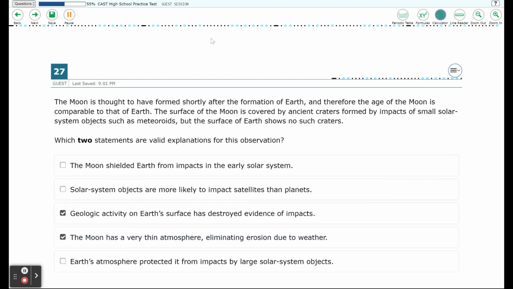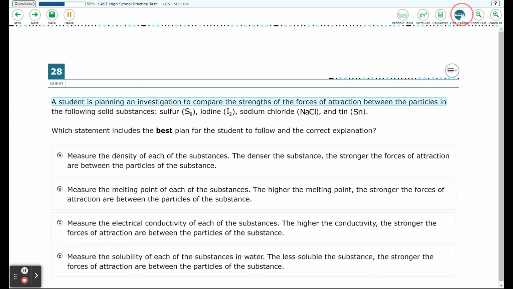All right, moving on to question number 28. A student is planning an investigation to compare the strengths of the forces of attraction between the particles in the following solid substances: sulfur, S8, iodine, I2, sodium chloride, NaCl, and tin, Sn. Which statement includes the best plan for the students to follow and the correct explanation?